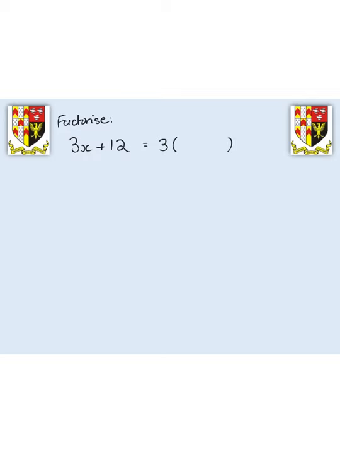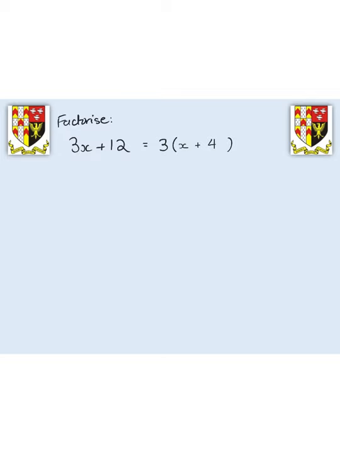So 3 times something gave me 3x, so I know 3 times x is 3x. And 3 times something gave me 12: if 3 times something is 12, 12 divided by 3 is 4. So that's just going to give me 3 bracket x plus 4.